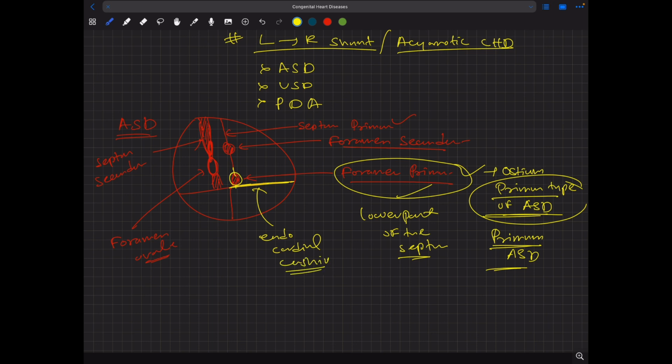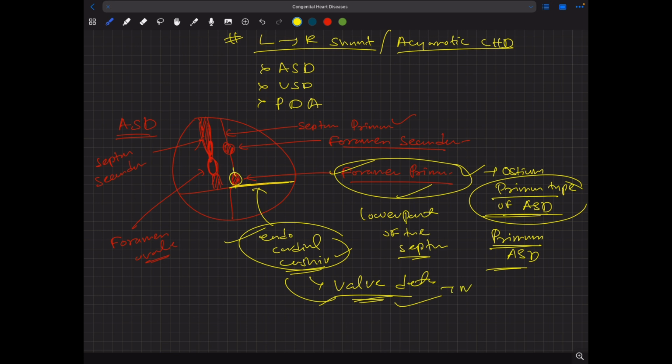So if there is a defect in closure of foramen primum, there will also be a defect in the endocardial cushion. So it is also associated with endocardial cushion defect, like valve defect. This endocardial cushion develops into valves. So if there is a defect in the lower part of the intra-atrial septum, there will also be a defect in the endocardial cushion. So it is also associated with valve defect. The primum type of ASD is most commonly associated with valve defect.